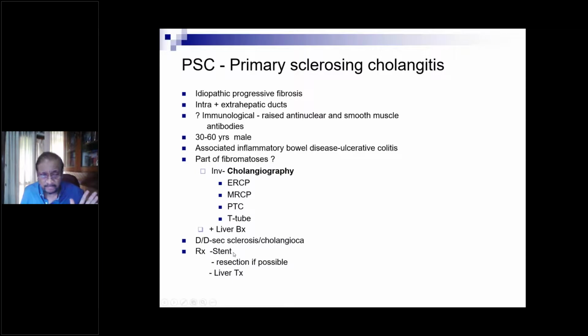Treatment: stent. If not possible, you have to go in for resection if possible. Ultimately, you land up with what? A liver transplantation if it is involving both the intrahepatic and the extrahepatic. Extrahepatic involved, the only resort is liver transplantation.